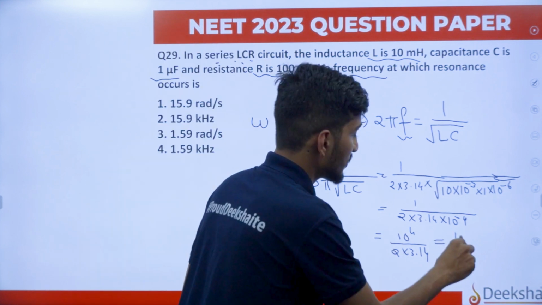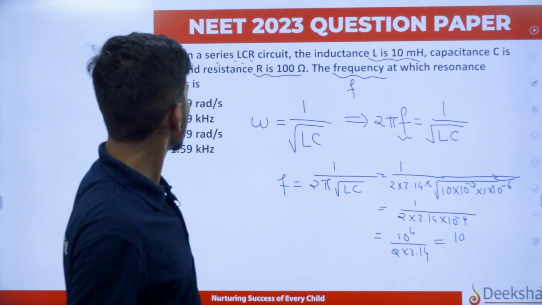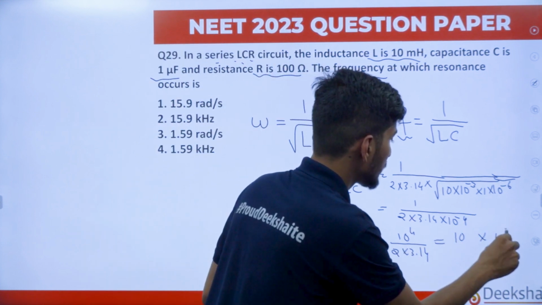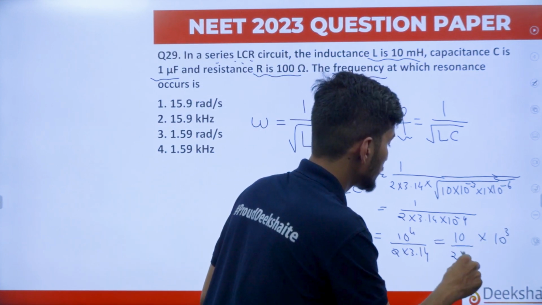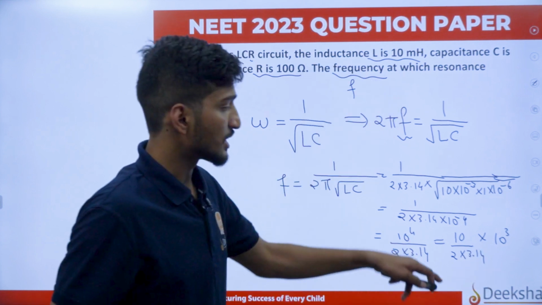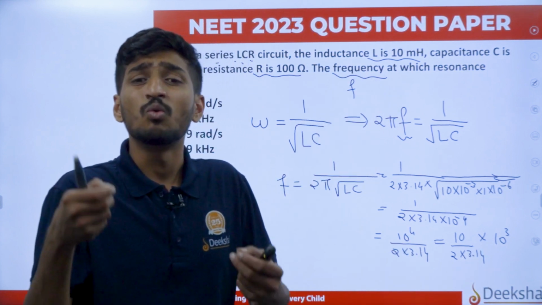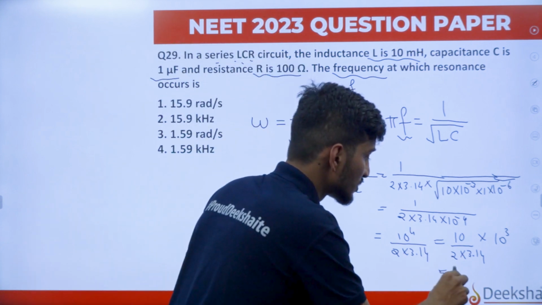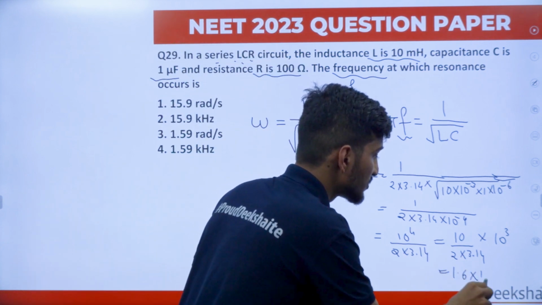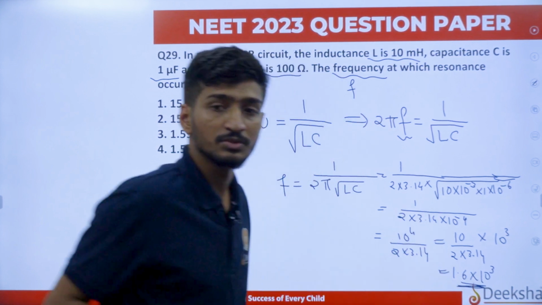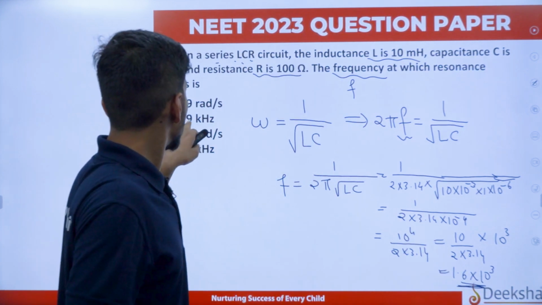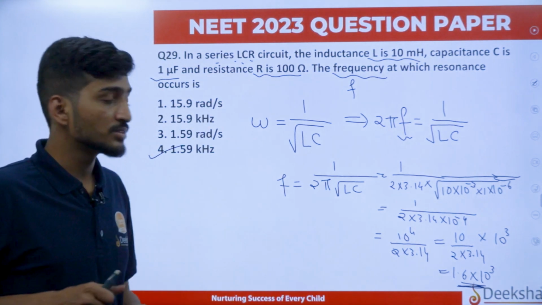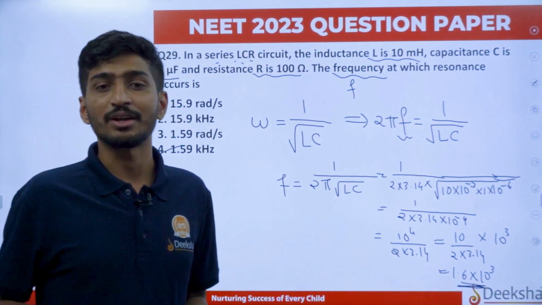10 to the power 4, if I just look at the options now, I can just write it as 10 by 10 to the power 3 divided by 2 into 3.14, and that's 5 by 3. 5 by 3 is 1.5, close to 1.5, 1.6. So this is 1.6 into 10 to the power 3, which if I just check, 1.6 kilohertz, option D, that should be the answer, somewhere around that.